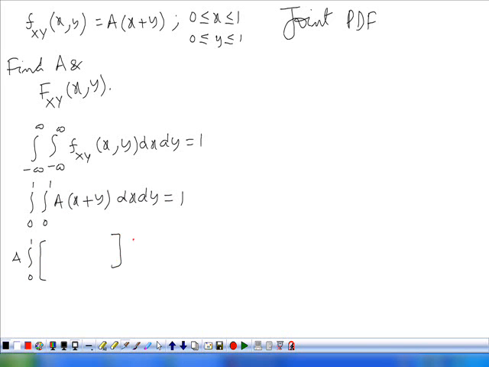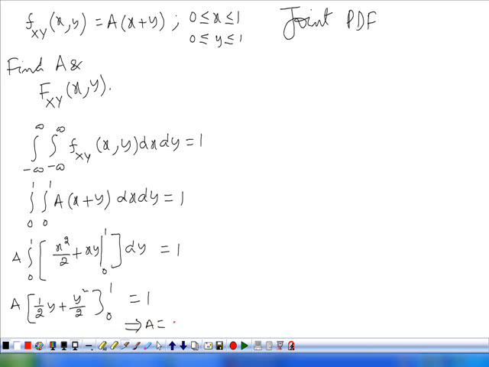you integrate with respect to x first. Then what you will get is x square by 2 plus xy from 0 to 1. Then, see, 1 by 2 and this is y. So you will get 1 by 2 y and y square by 2, from 0 to 1. Therefore this implies a is equivalent to 1.